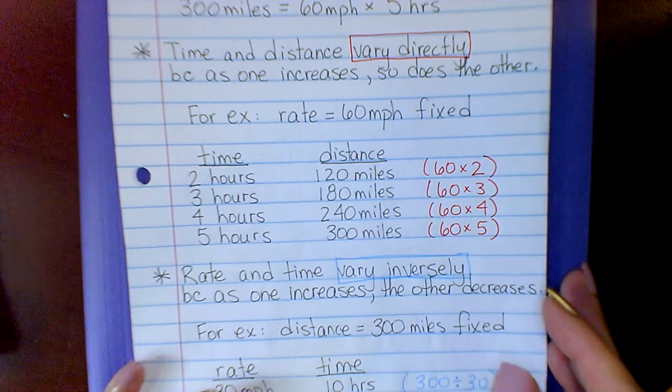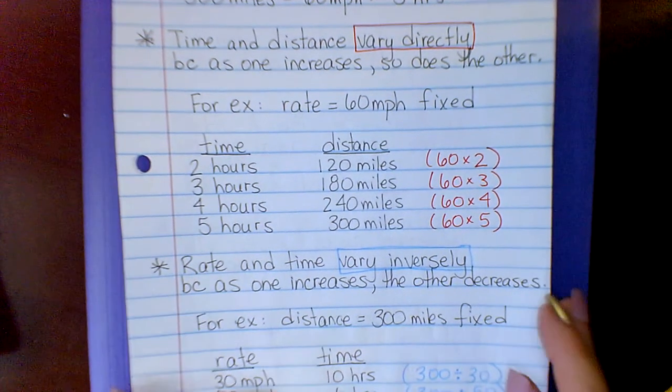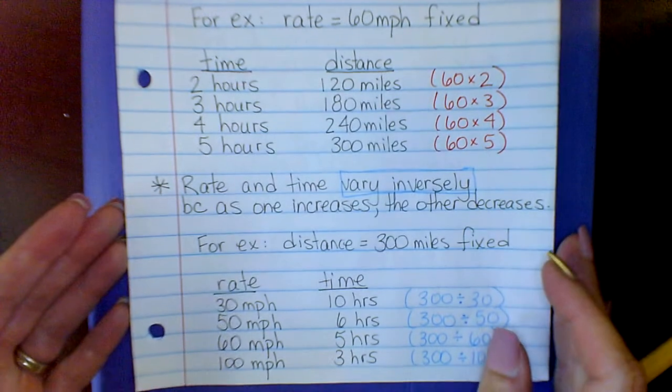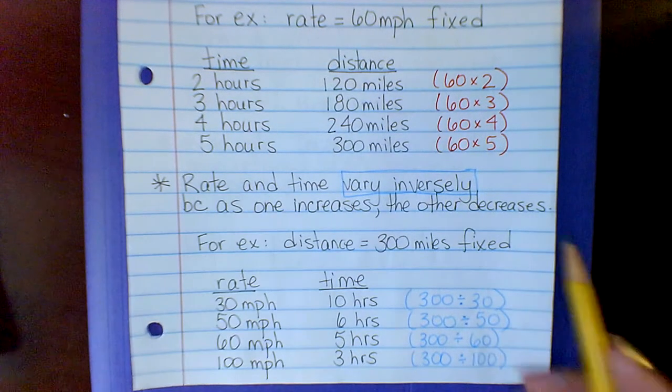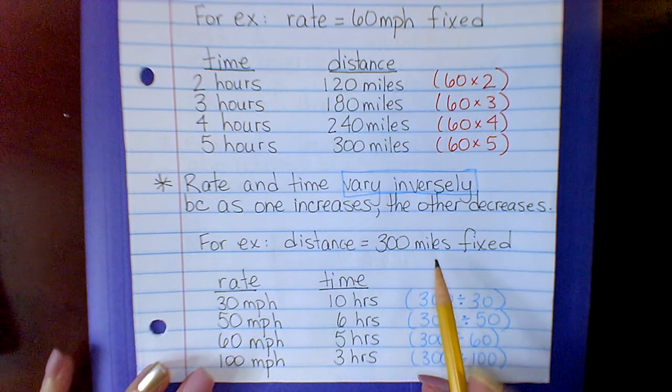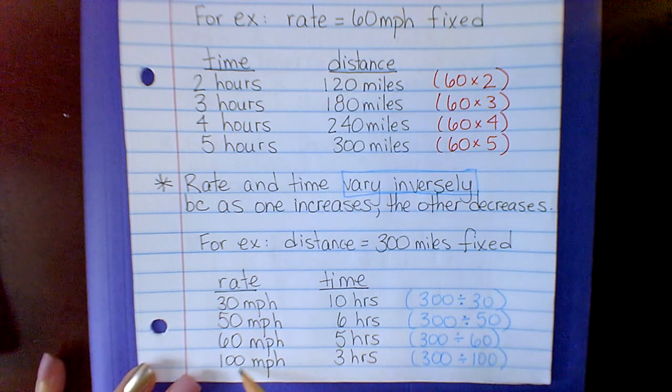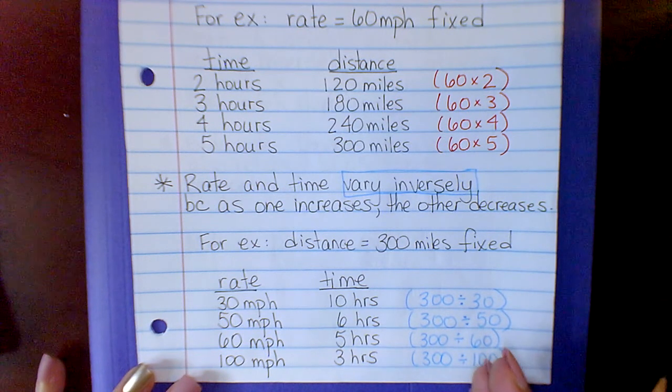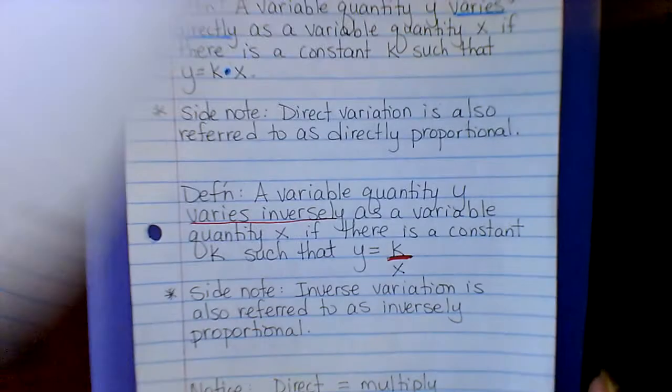Now, rate and time vary inversely. That means as one increases, the other one decreases. So in this case, because we want to compare rate and time, let's fix the distance at 300 miles. You can see that the faster you drive, the less time it takes you to get somewhere. And again, I put these little computations out here to show you how I arrived at these numbers here.